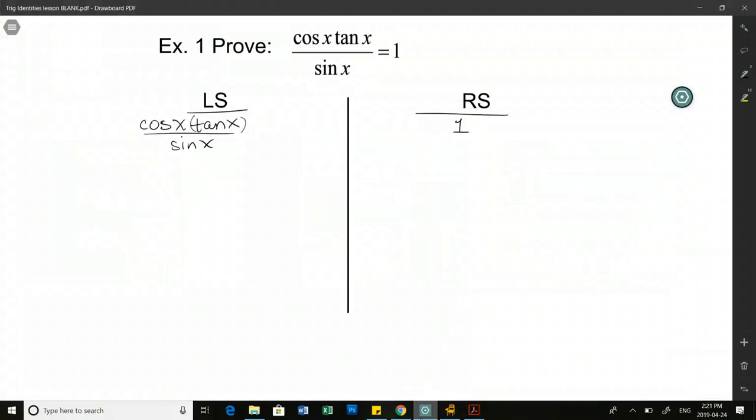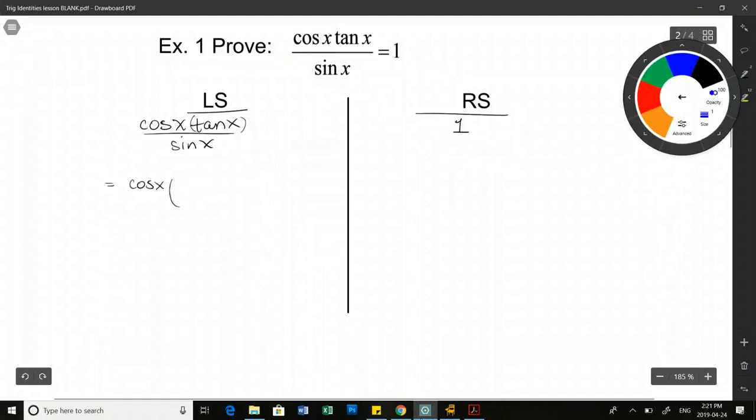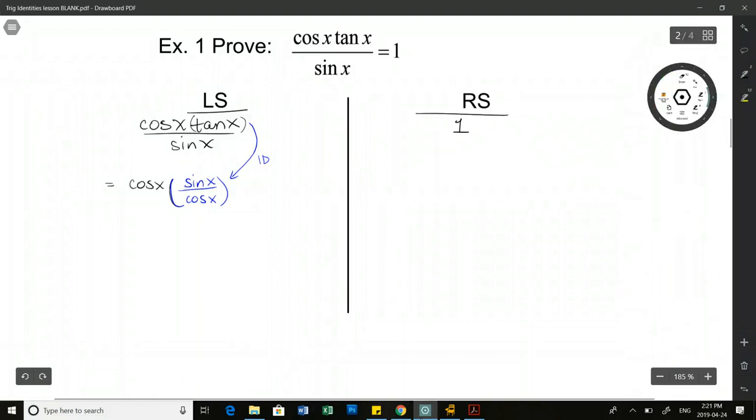Yes. Okay, so I'm actually going to come in here and I'm going to replace tan with what it's equal to. It's equal to, I'll do it in another color so everyone can see. It's equal to sine x over cos x. So I'm actually replacing tan x with its identity from our identity sheet here. So I know tan x is equal to sine x over cos x.